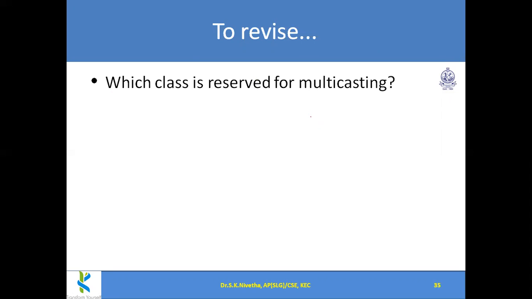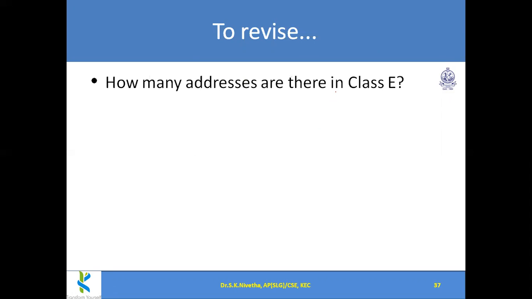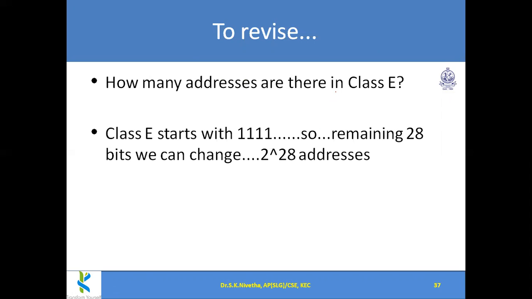Which class is reserved for multicasting? Class D. What is the purpose of class E? Reserved for future use, and at present it is unused. How many addresses are there in class E? Class E starts with 4 ones, so the remaining 28 bits we can change. So 2 power 28 addresses are there, in only one block.